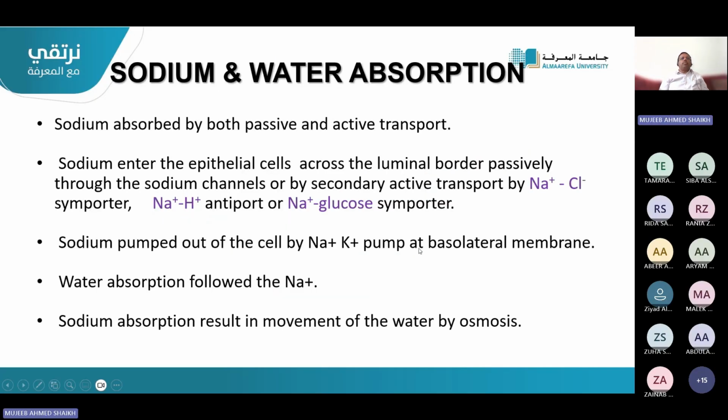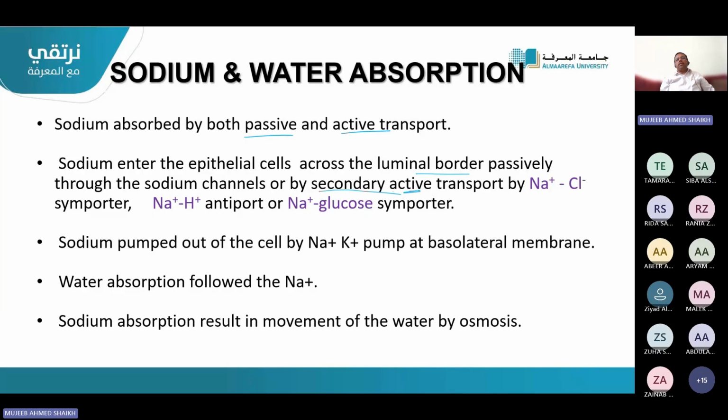Now coming to the absorption. Sodium is absorbed by both passive, without energy, and active, with ATP, through the transporters. Sodium will enter into the epithelial cells across the luminal border passively through the sodium channel. There are specific sodium channels which just allow the sodium to enter. This is called passive absorption. Or it can travel inside by secondary active transport.